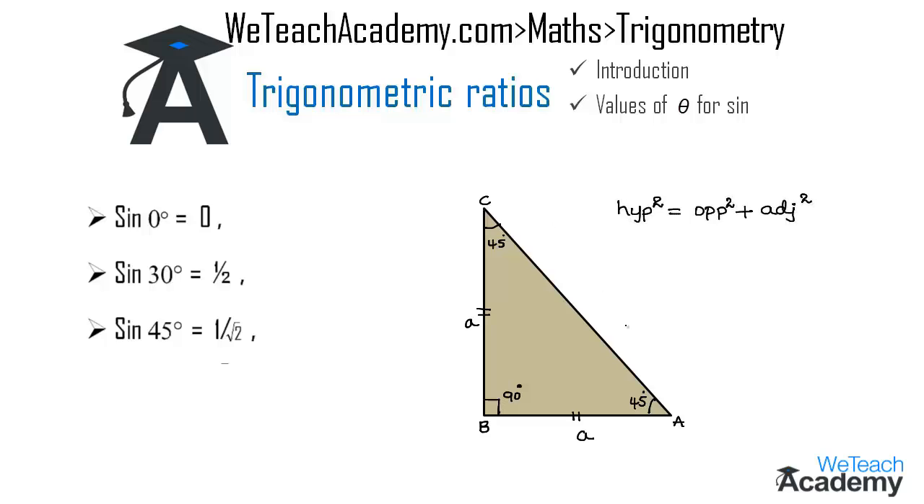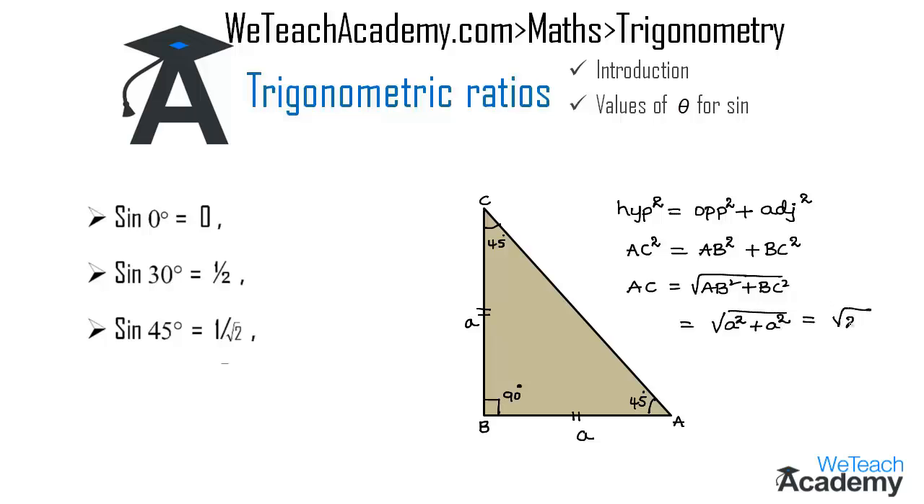So here from the figure you can see that AC is the hypotenuse side. We get AC square is equal to AB square plus BC square. So that implies we can write AC is equal to under root AB square plus BC square. And then substituting the values of AB and BC, we get under root A square plus A square, which is equal to under root 2A square. So by simplifying, we get A root 2 units as the length of AC.